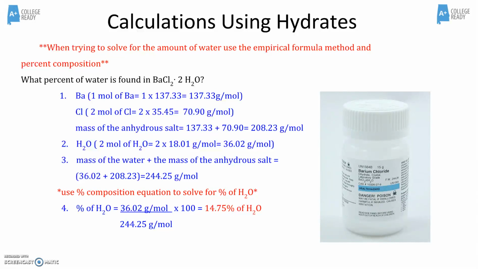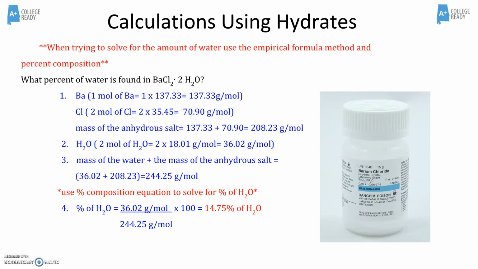Okay, so let's take a stab at it. What percent of water is found in barium chloride dihydrate? There are 2 waters added, so think about it as 2 parts. Look at your anhydrous salt first, the barium and the chlorine. Use your empirical formula steps. I've got 1 barium. I multiply it by its atomic mass from the periodic table. Therefore, I get 137.33, just like it is on the periodic table.